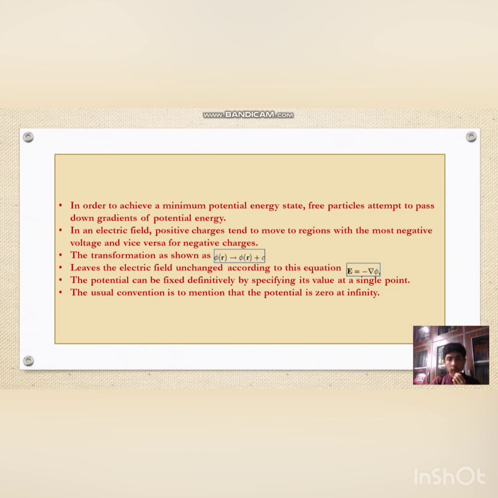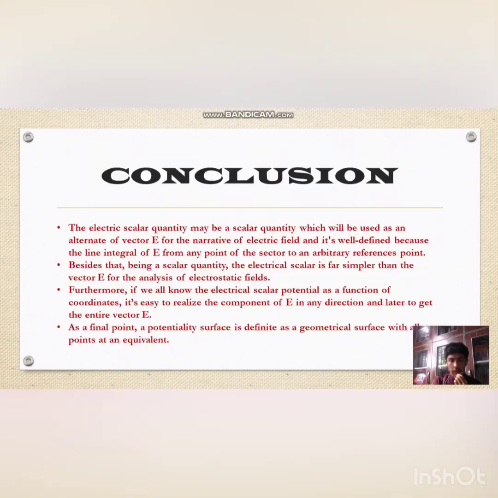The potential can be fixed definitely by specifying its value at a single point. The usual convention is to set the potential to 0 at infinity. In conclusion, the electric scalar potential is a scalar quantity which can be used as an alternative to the vector E for the description of the electric field, and it is well defined because of the line integral of E from any point to an arbitrary reference point.